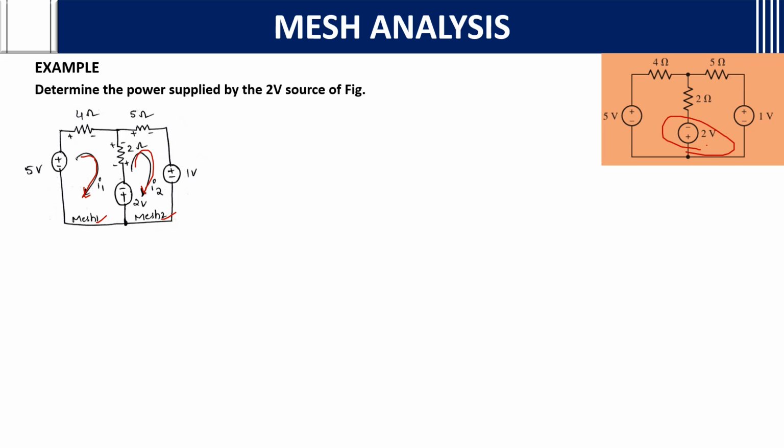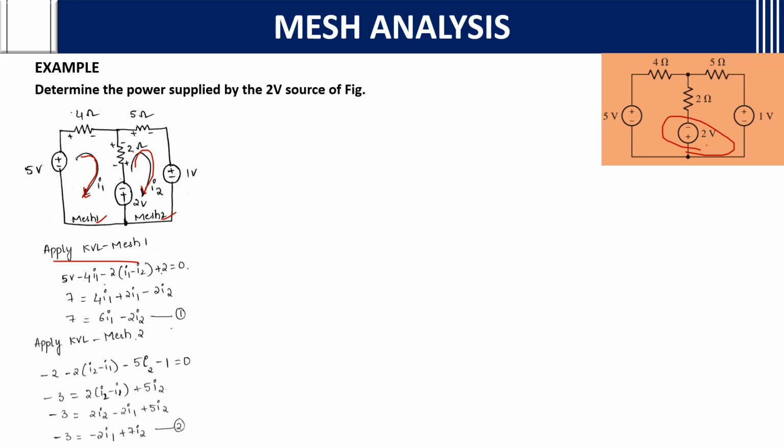Then after considering, write the mesh equations, that is, apply KVL to mesh 1. How to apply? Already I mentioned, plus minus is in the question itself. 5 volt minus 4 into I1, minus 2 into (I1 minus I2), plus 2 equals 0. By rearranging, you will get the first equation.